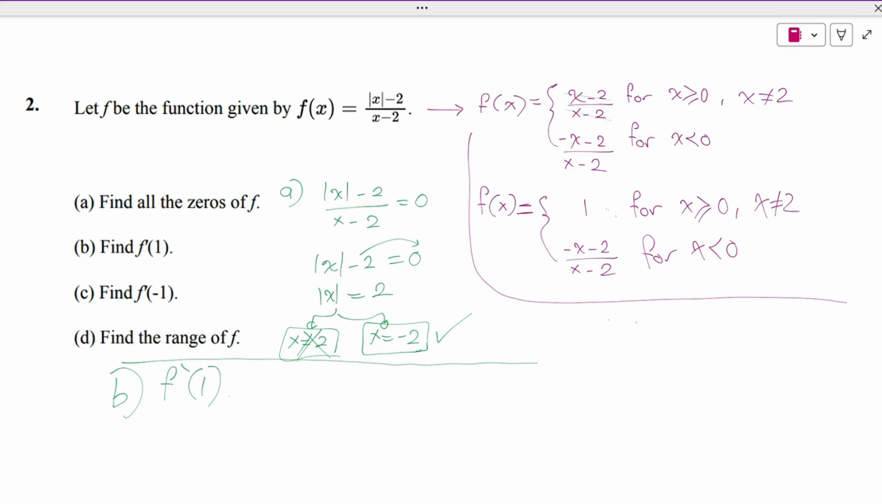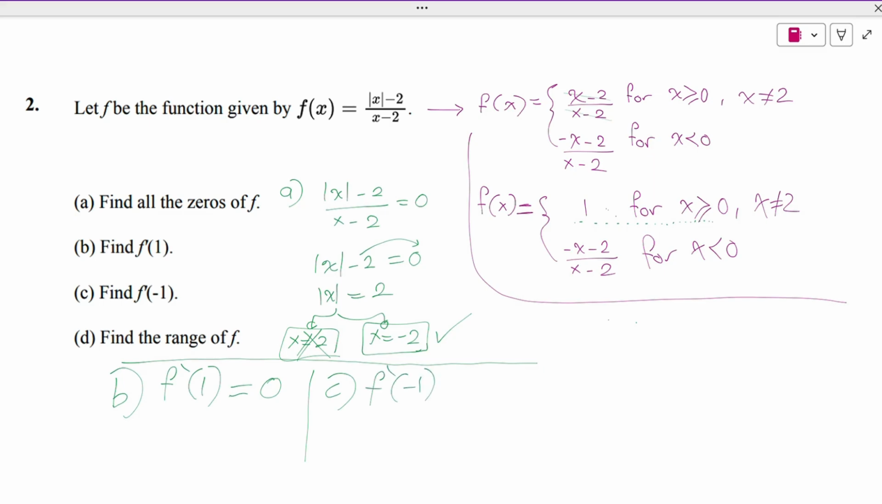Well, 1 satisfies this condition. And f of x equals 1. That means f prime of x will be, what's the derivative of 1? 0. So f prime of 1 will be 0, because f of x equals 1 and the derivative of 1 is 0, for x bigger than or equal to 0. But for part C, you need to find f prime of negative 1.